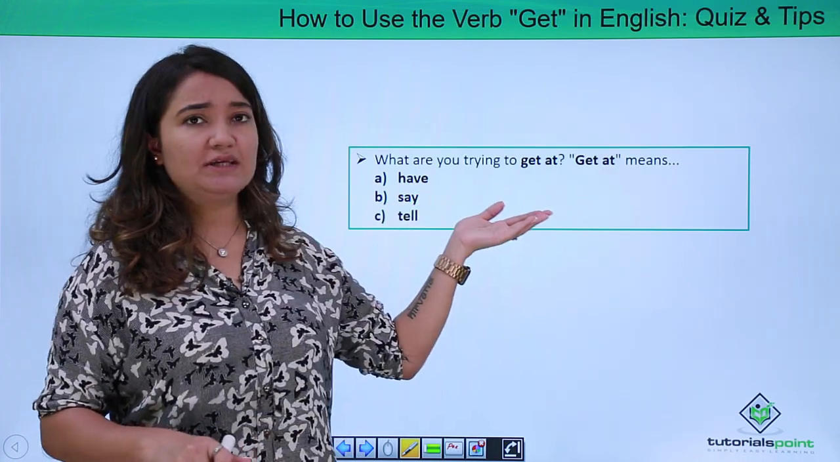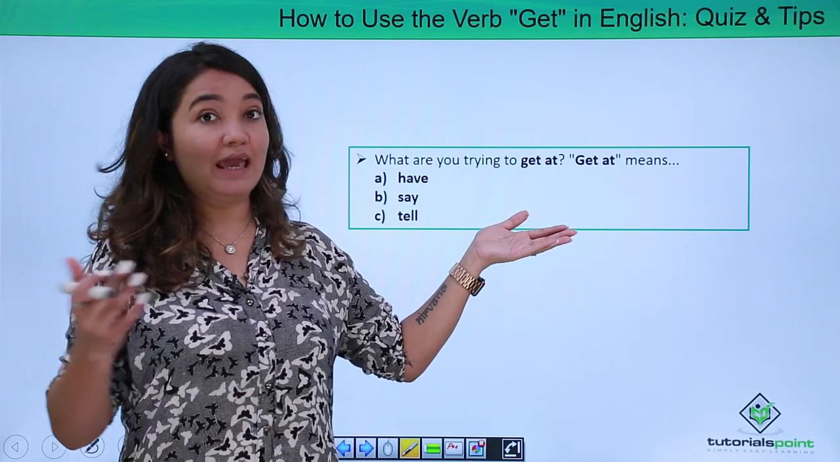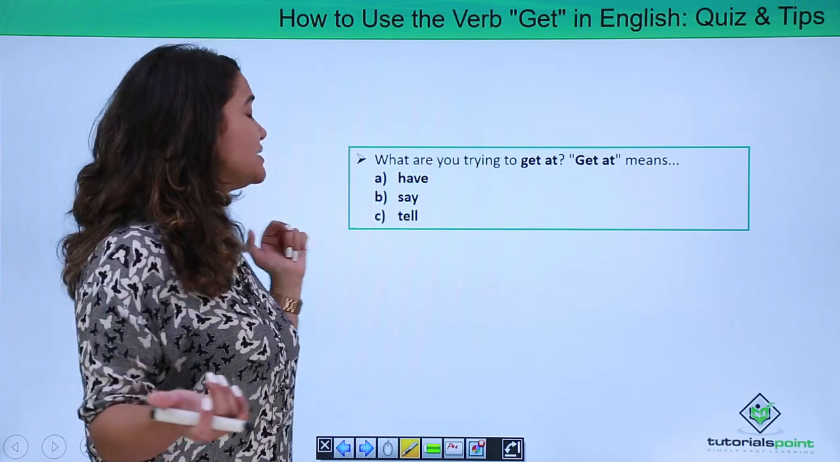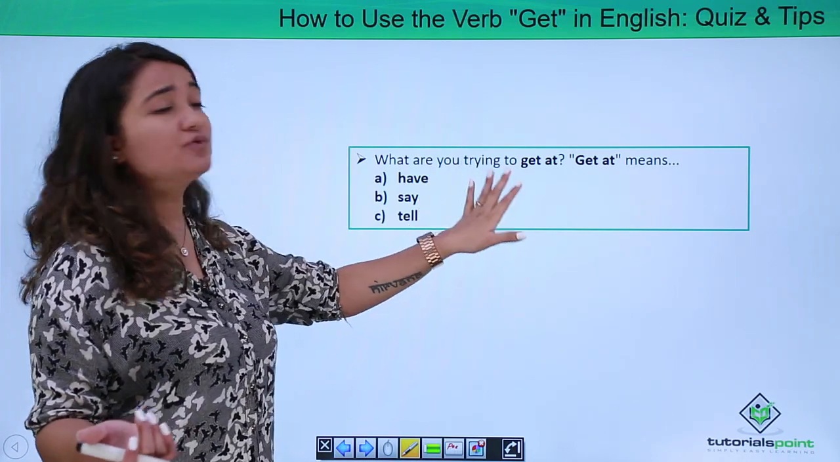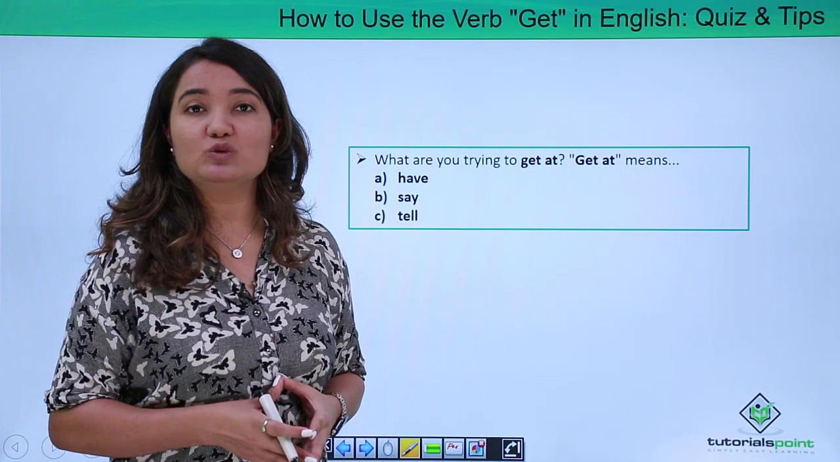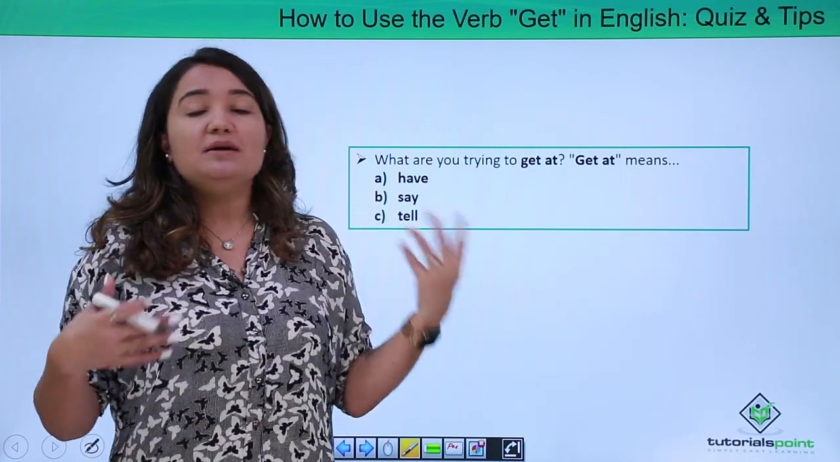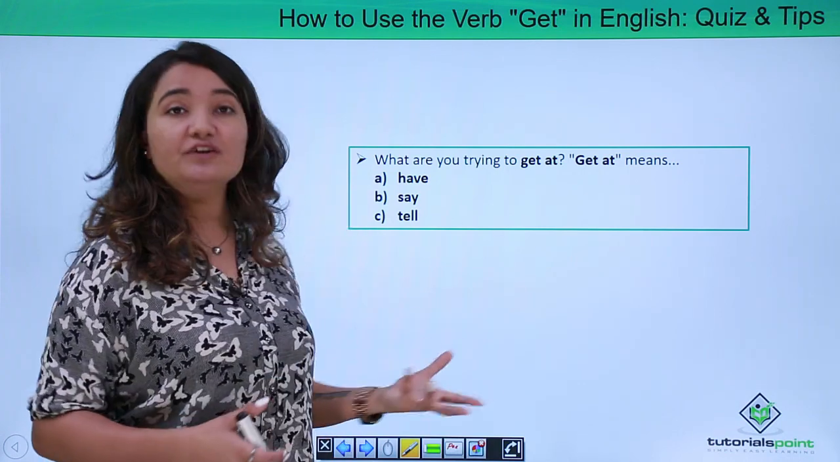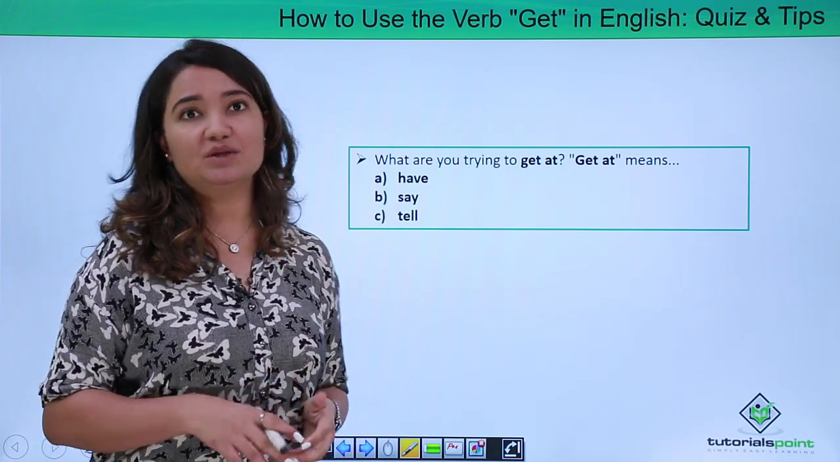What are you trying to get at? Again, same word, but used with different words, so the meaning has changed. So let us see what is the meaning. What are you trying to get at? Get at actually means what are you trying to say, or what is the point that you're trying to make, right? So again, a different way in which get can be used.